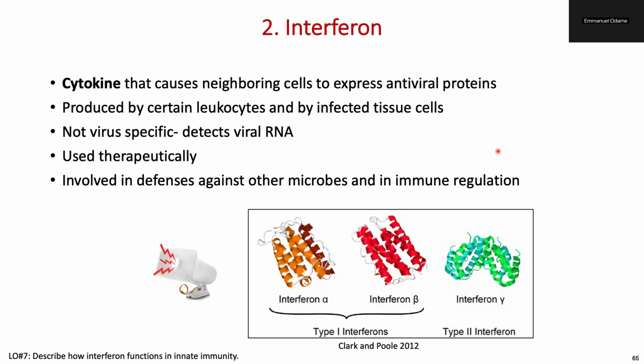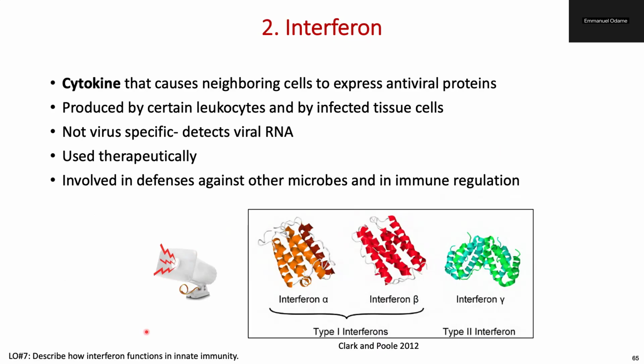The second group we have to talk about is the interferons. So these are chemokines that cause neighboring cells to express antiviral proteins. They are produced by certain leukocytes and also by infected tissue cells. They are not virus specific, so they can detect viral RNA. These are used therapeutically, and they are involved in defense against other microbes. And as we said earlier, they are more like the voices of the cell, so they help in communication.